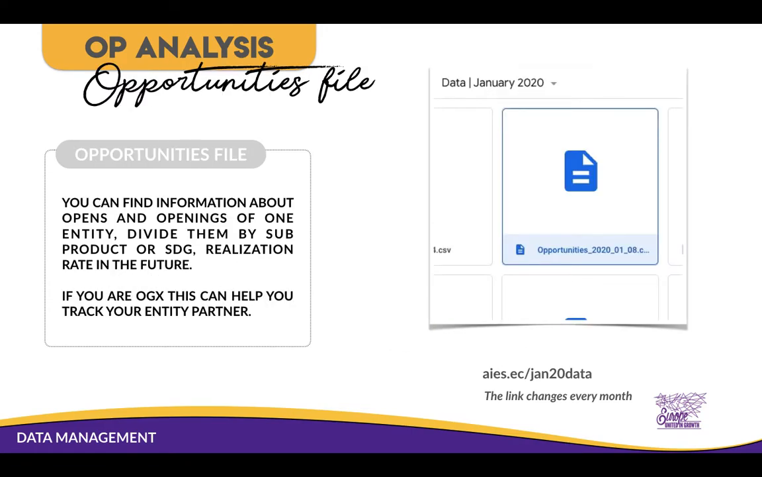So we're going to start with the opportunities file. In this file, you can find information about openings per entity, divided per subproduct or SDG focus, and realization date in the future. That's what we're going to use. And if you are OGX, this can really help you to track your partner. For example, if you have a partnership established and you agree that your ICX is going to open opportunities in, let's say, February, and you are waiting for this as OGX in order to start the attraction, but then you see that nothing is happening and no opportunities are on the platform, then you can track it easily here and keep your IR partner accountable.